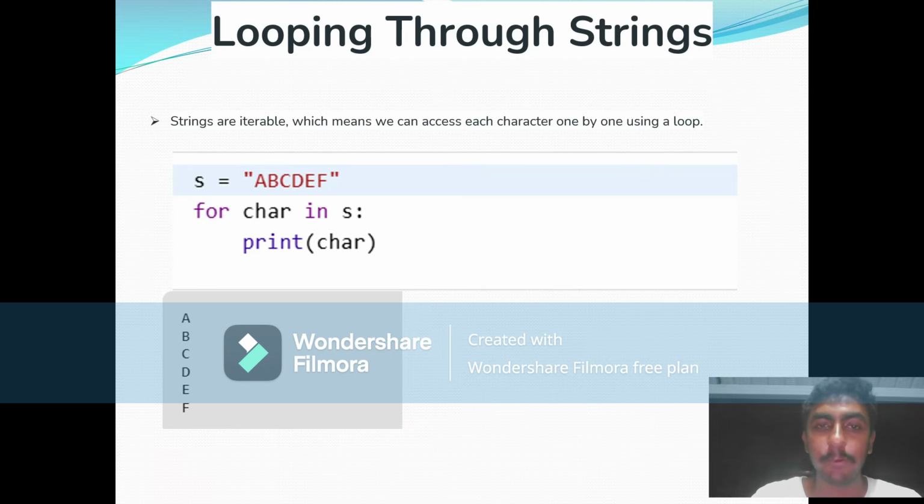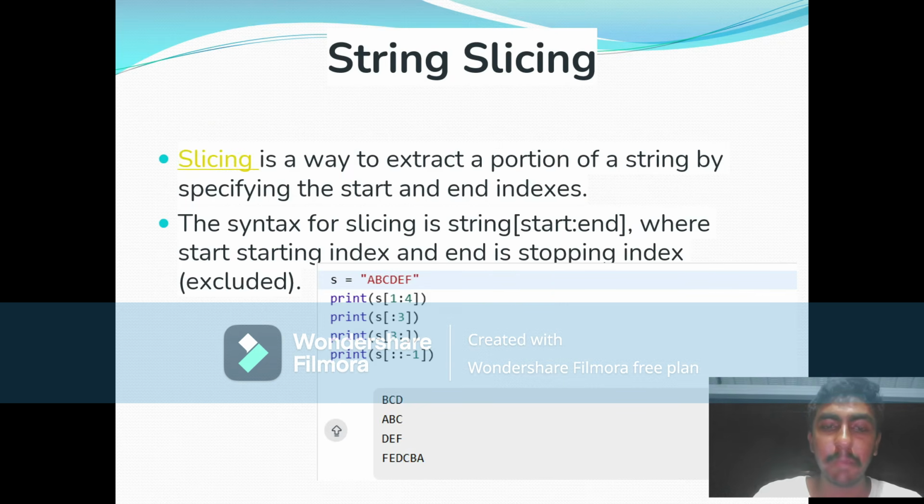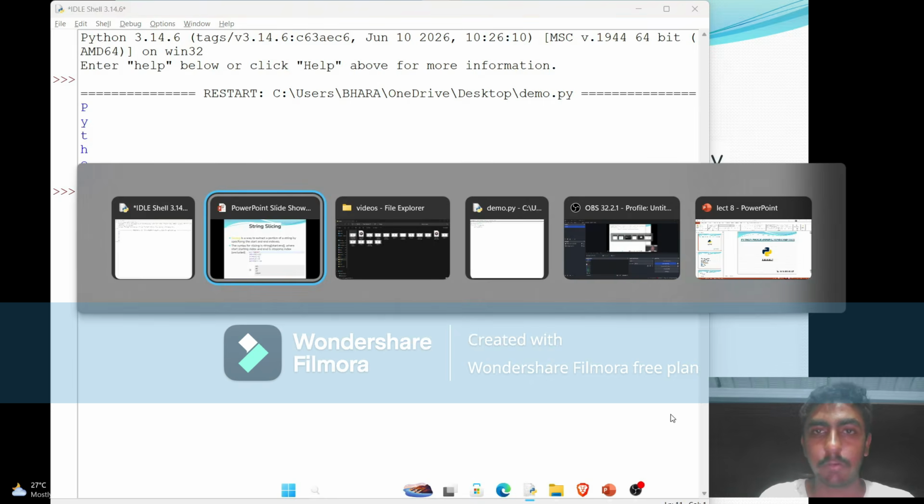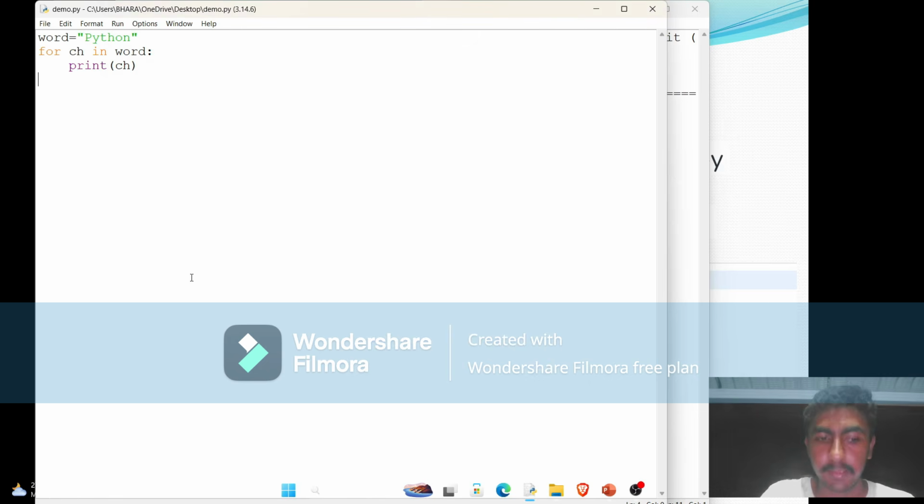So now suppose we don't want the entire string. We only want a part of it. This is called slicing. The PPT defines slicing as extracting a portion of a string using start and end indices, where the ending index is not included. So the general syntax will be string of start colon end.